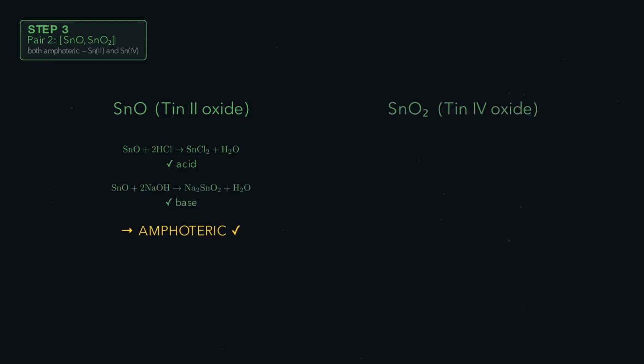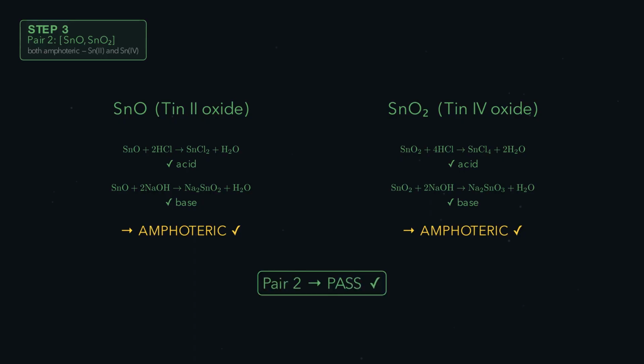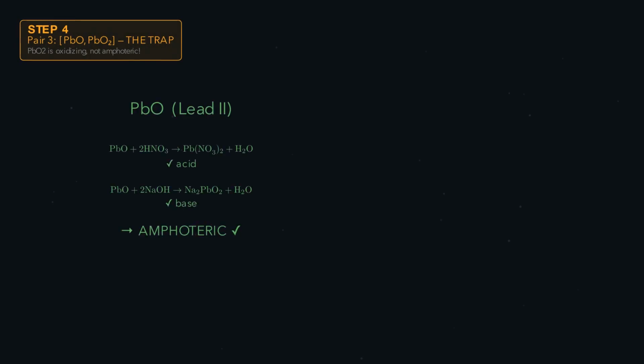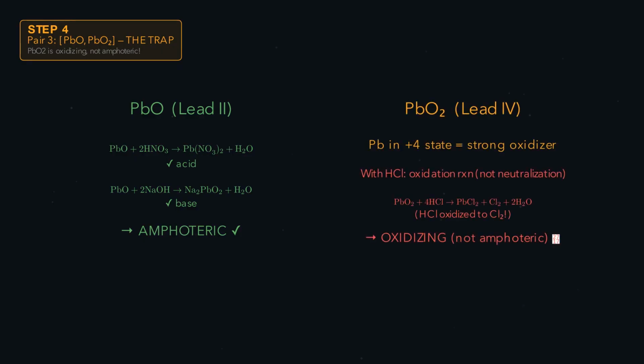Now the critical pair, lead 2 oxide and lead 4 oxide. PbO is amphoteric. It dissolves in both acids and bases. But PbO2 is different. In the +4 oxidation state, lead dioxide is a powerful oxidizing agent. Its reaction with acids is an oxidation reaction, not neutralization. So PbO2 does not qualify as amphoteric. That pair is out. The germanium pair passes easily.